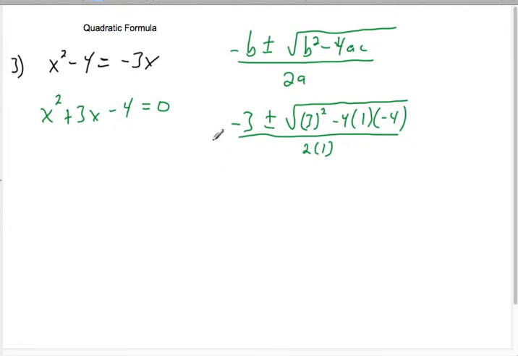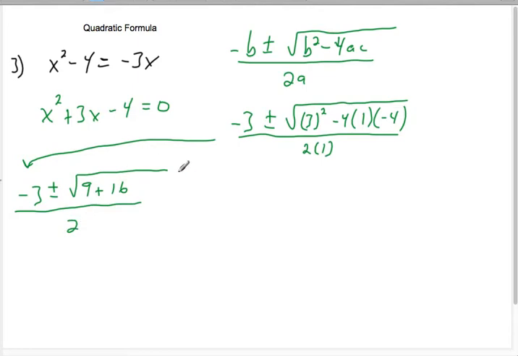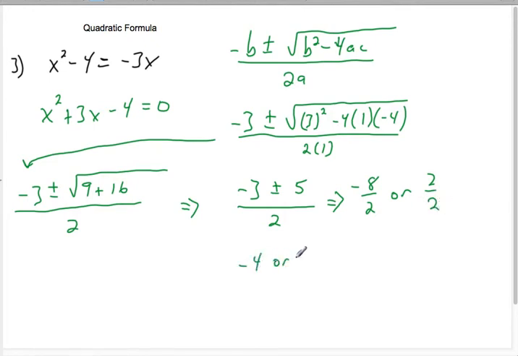So now I'm just going to go over here. So we have negative 3 plus or minus square root of 9 plus 16 all over 2. Well, 9 plus 16 is 25, so the square root of that's going to be 5. So we have negative 3 plus or minus 5 all over 2. So that's going to be negative 3 minus 5 is negative 8 over 2. And then we have negative 3 plus 5, which is 2 over 2. So the answers are negative 4 or 1.